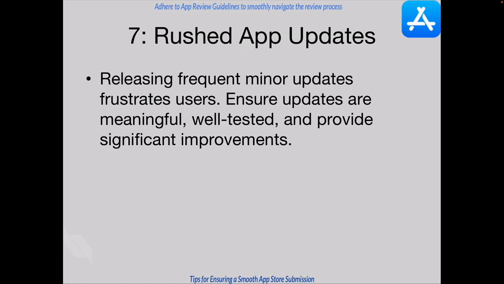Next is rushing for app updates. While it is important to keep your app updated, rushing updates without thorough testing can cause problems. So frequent minor updates that do not fix issues or add value can frustrate users, and unresolved bugs can lead to rejections. So make sure every update is meaningful, well tested, and improves the overall user experience before pushing it to the App Store.